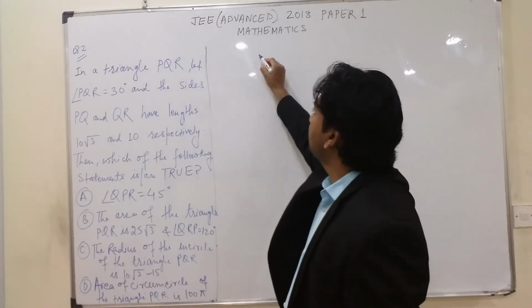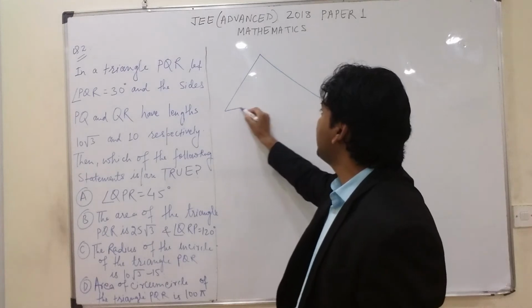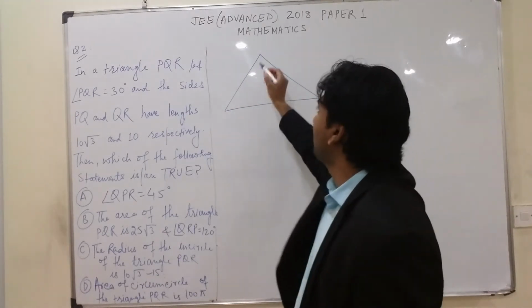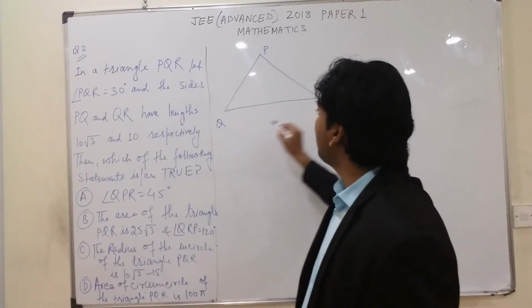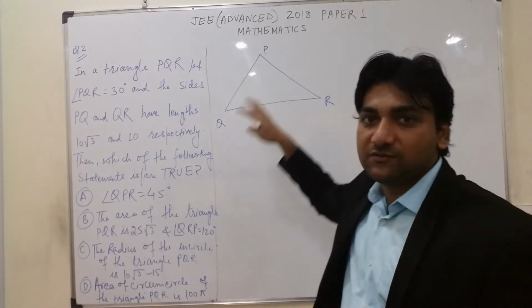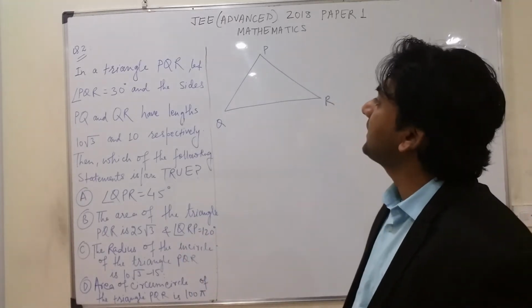So there is a triangle like this. We don't know which kind of triangle this is. This is an isosceles or equilateral or what, we don't know. Or a right angle triangle, we don't know. So whatever information we have, we will use it to get the rest of the things for this question.